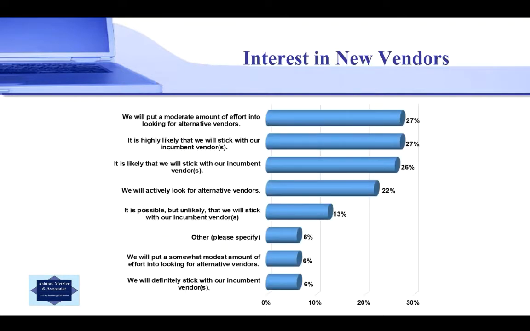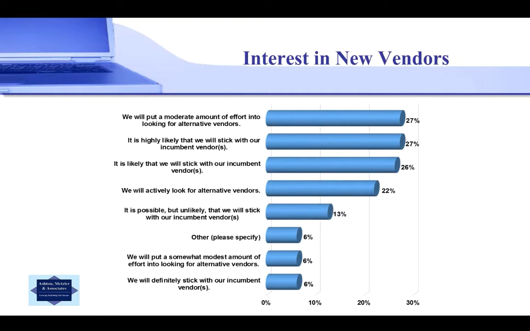But Bonnie, since we have all these new ways of doing wide area networking, a whole spate of new products and services, I asked my audience how interested they are in new vendors, or whether they'll deal with their existing vendor, see what they have to offer, and move forward. And there's a lot of that. If you look at the second and third bars in the histogram, 27%, just over a quarter, said it's highly likely we'll stick with our incumbent vendors. 26% said it's likely we'll stick with our vendors. So there's certainly a sense of inertia here, and that shouldn't surprise anybody. But on the other hand, 22% will actively look for alternative vendors. 27% will put in a moderate amount of effort.